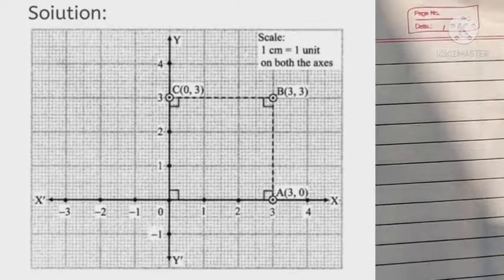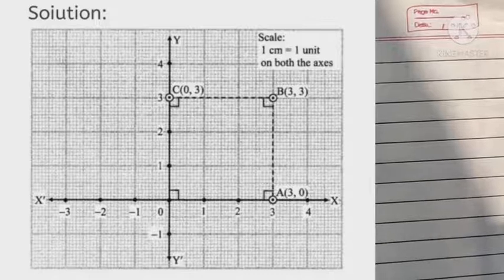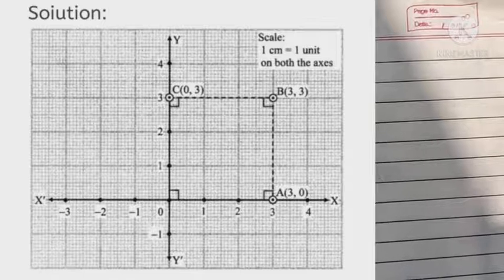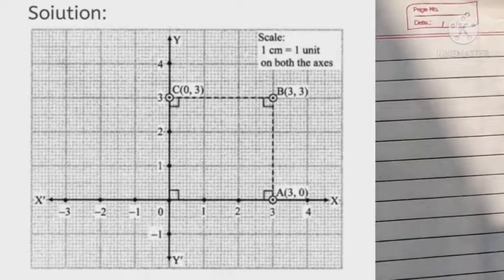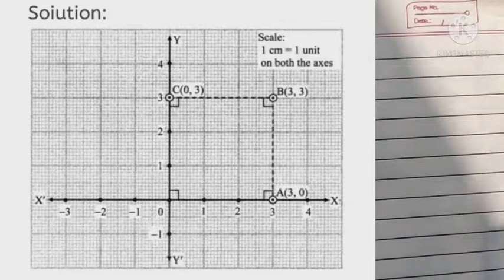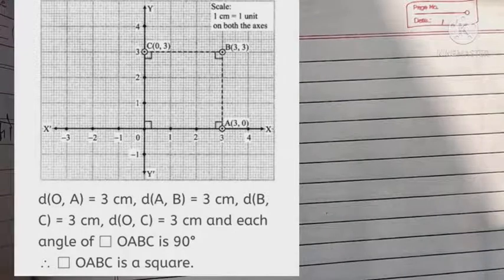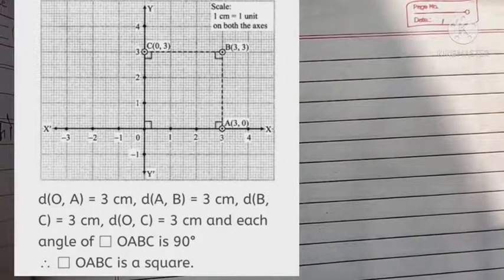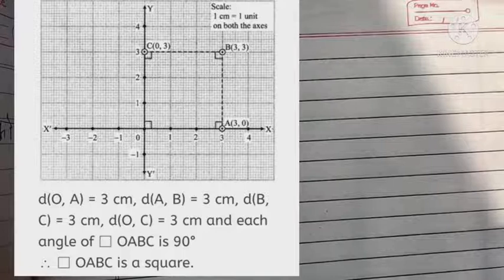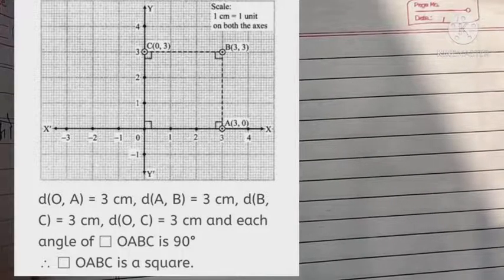We discussed already how to plot the points, so plot these 3 points. After plotting, the figure you get is nothing but a square. Here A is (3,0), that means point A lies on the x-axis. Point B (3,3) lies in the first quadrant. Point C (0,3) lies on the y-axis as its x coordinate is 0. After joining A, B and B, C, we get a square. So the answer is the figure formed by joining segments AB and BC is a square.